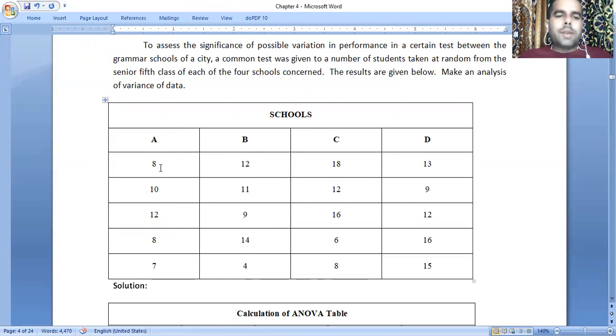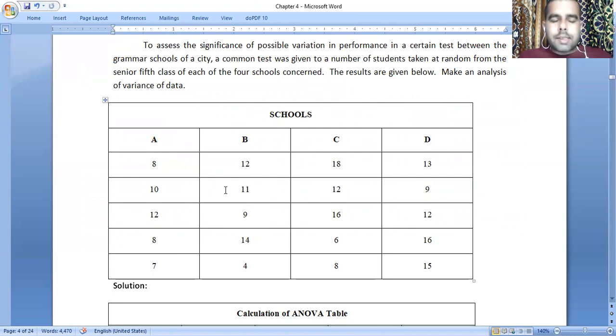Here the values are given: 8, 10, 12, 8, 7 for school A, then 12, 11, 9, 14, 4 for school B, then 18, 12, 16, 6, 8 for school C, then for school D 13, 9, 12, 16, 15. In this way the problem will be there. Sometimes, in the given question, no additional information will be available. By observing the question only, you have to do the problem.